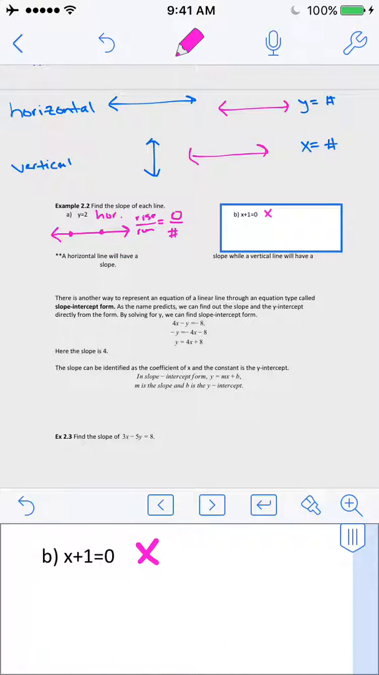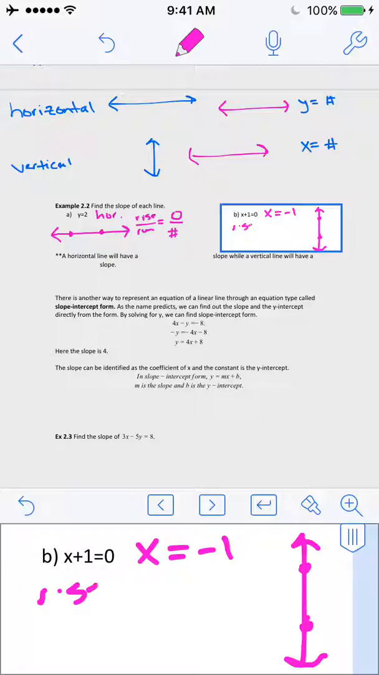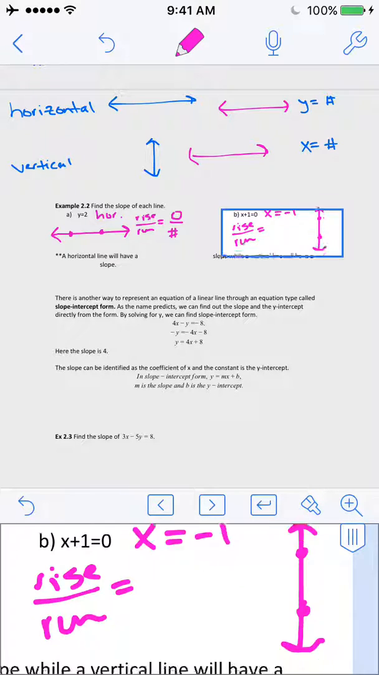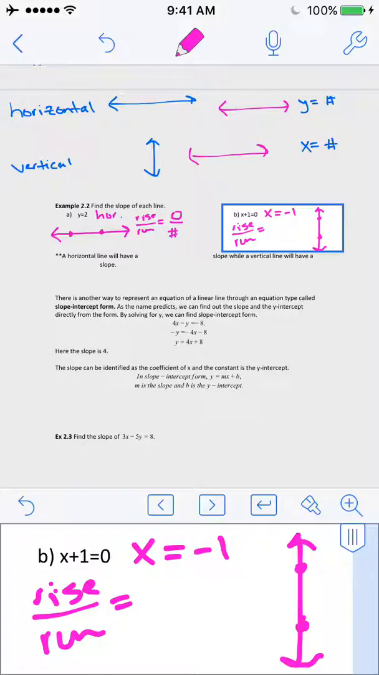Recall that this is the same thing as x equals -1, so it's a vertical line. Looks kind of like this, right? And we could pick any 2 points we want on there. Let's again look at rise over run. Is this line going to have rise up and down? Definitely. It's going to go from -5 to +6 or something like that. So it's definitely going to have some rise, some number.